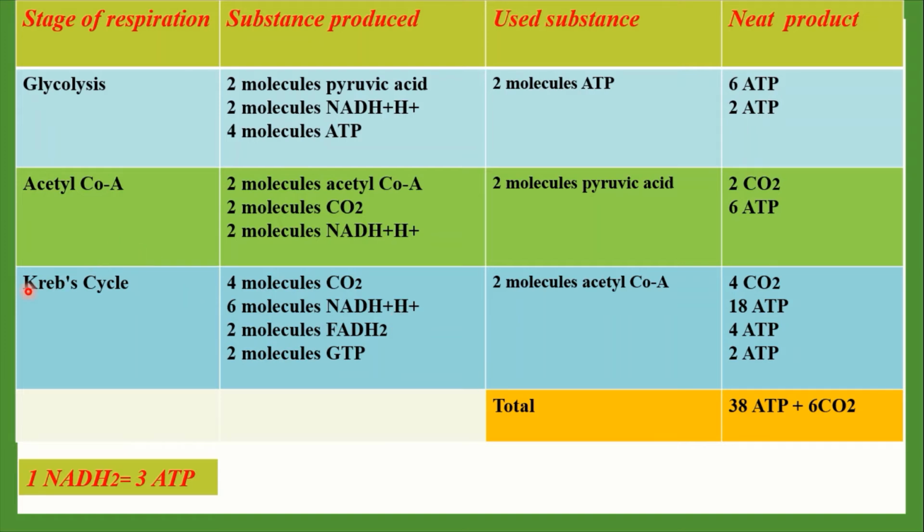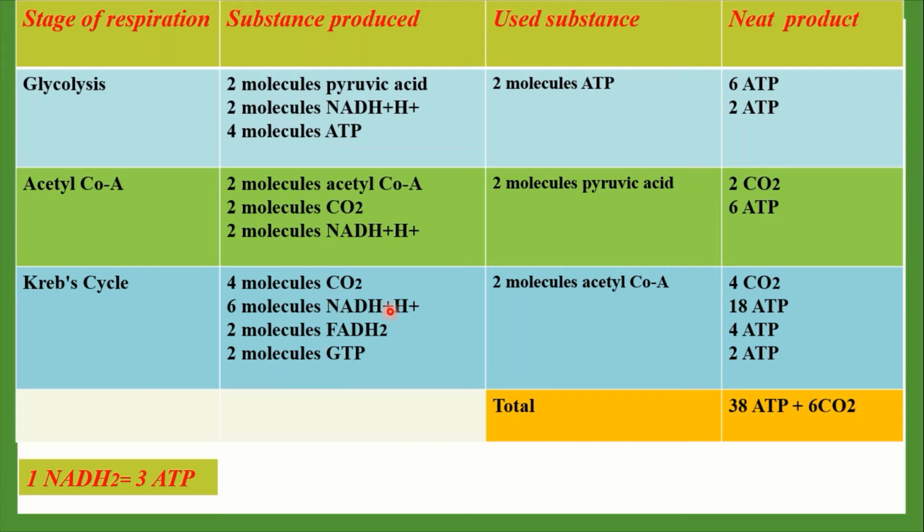And then the last one is the Krebs cycle. In the Krebs cycle, a huge amount of ATP is produced. Here 2 molecules of acetyl-CoA are used and produce 4 molecules of carbon dioxide, 6 molecules of NADH2, 2 molecules of FADH2 and 2 molecules of GTP.